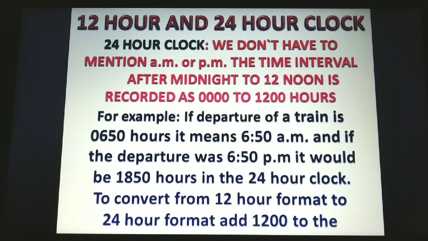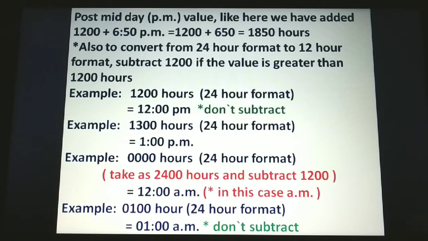Now to convert 12-hour format to 24-hour format, add 1200 to the post midday value or to the PM value. Like here we have added 1200 plus 650 PM, and that is giving 1850 hours. Also to convert from 24-hour format to 12-hour format, subtract 1200 if the value is greater than 1200 hours.